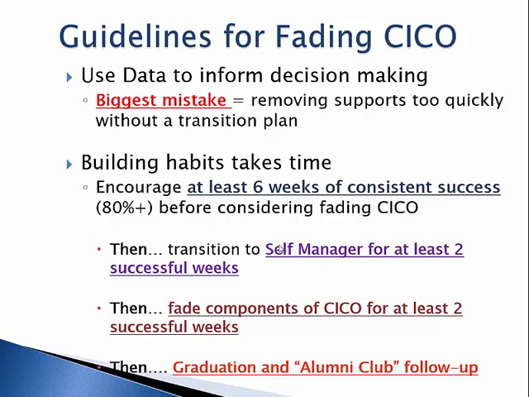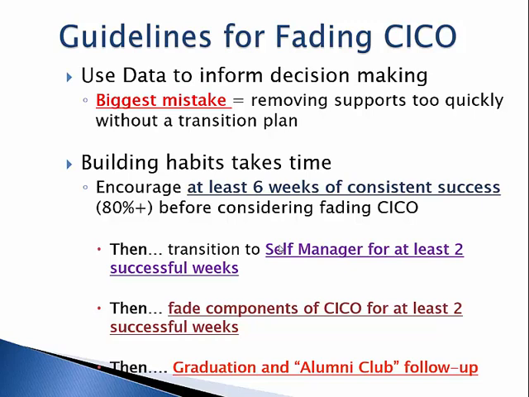And then after they've successfully faded through those steps, we could have a graduation ceremony and maybe an alumni club. And some of our schools have set up kind of a monthly alumni club for those students who have graduated from check-in, check-out, where they get together say once a month, and they kind of stay connected to the supports in the system, but not on a daily basis like they were initially. So those are some guidelines, and that's just an example of a progression. You could modify that as it would work for your school.